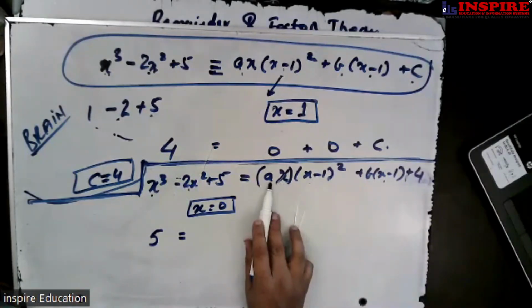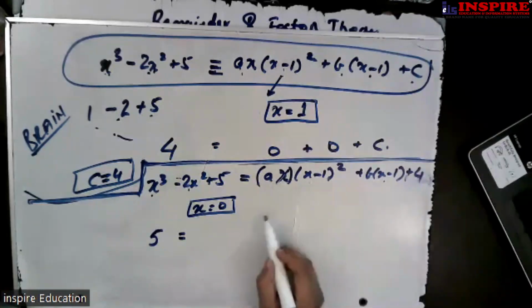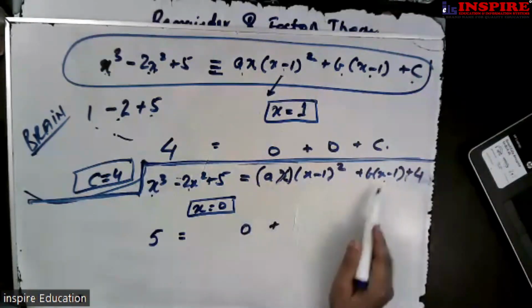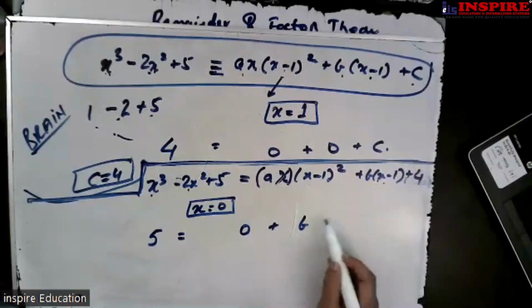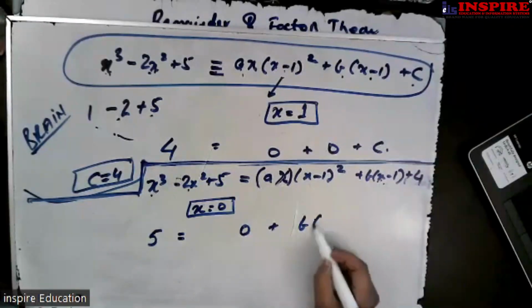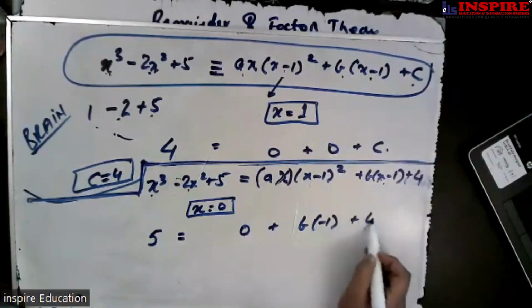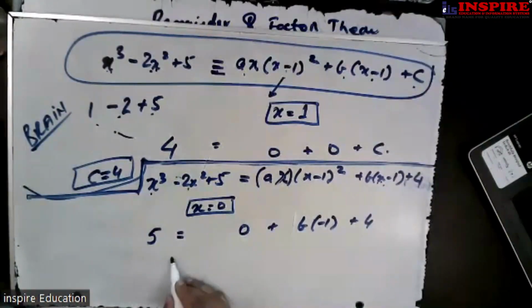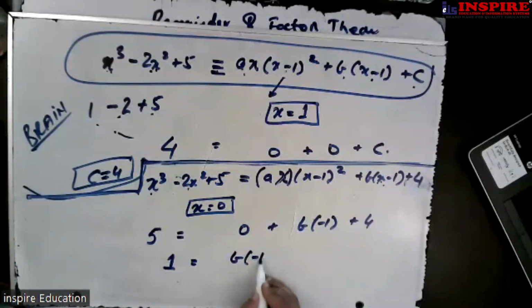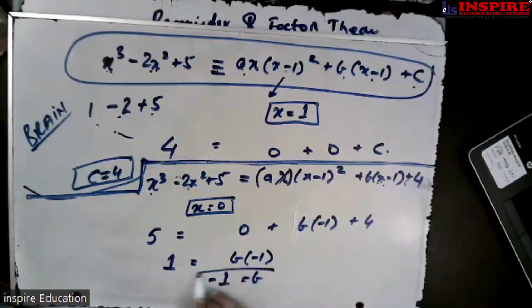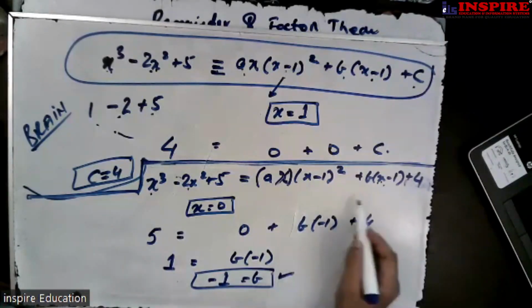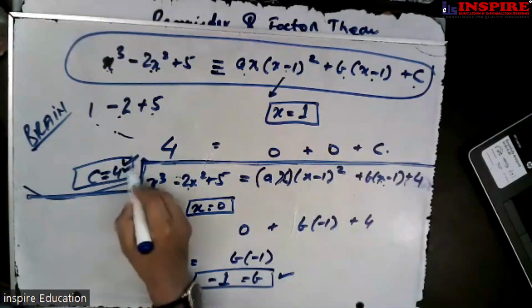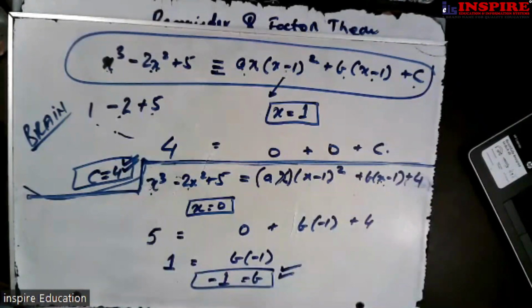0 into a is 0, and 0 into anything is 0, plus b. x becomes a 0, b into minus 1 plus 4 is equal to 5. I send this 4 to this side, it becomes 5 minus 4, 1. b into minus 1. Therefore, b is equal to minus 1. Congratulations, I have my A, I have my C, and I have my B.